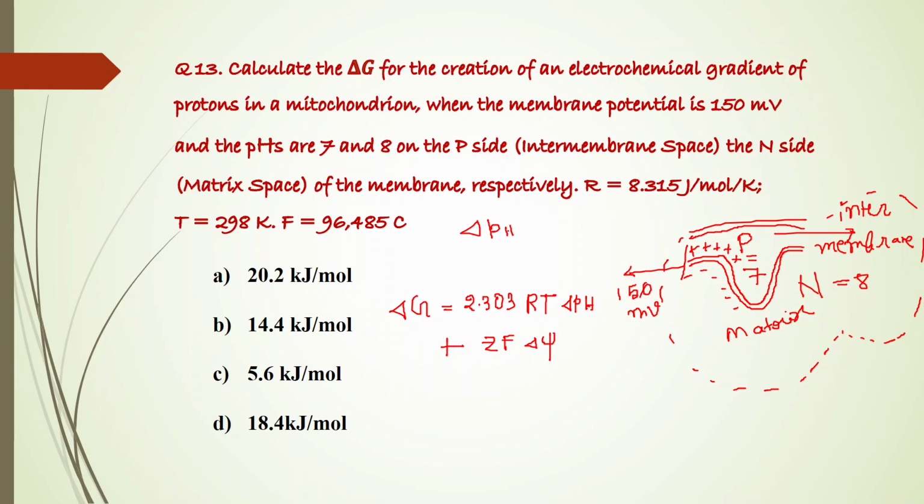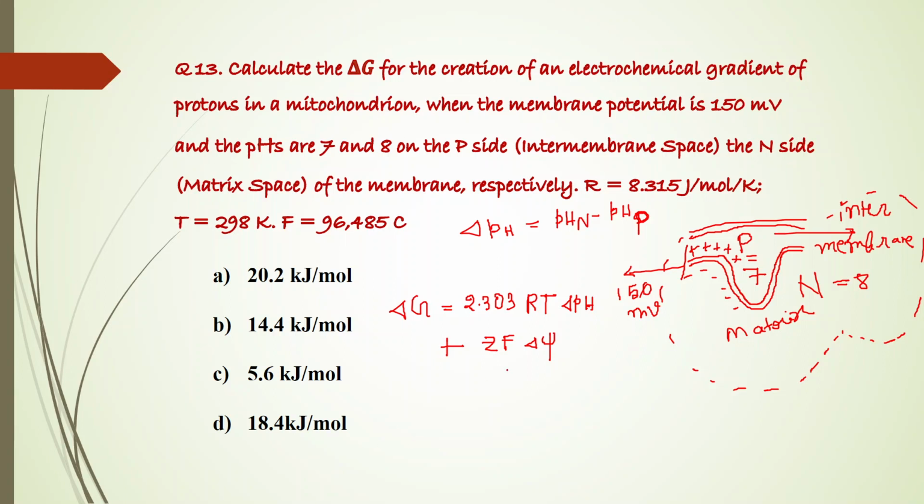Delta pH is nothing but the difference between the P and N side. So it is the pH at N minus the pH at P side. Obviously, because at the P side you have more H plus, I should have written N minus P. Because at the P side you have more H plus, the pH will be less at that side, and on the N side you have fewer H plus, so the pH will be higher. So delta pH is pH N minus pH P. You already have the values for those.